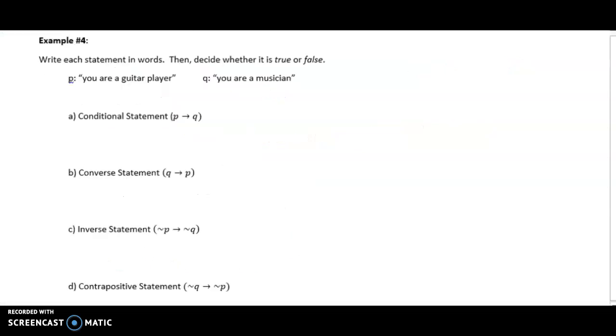All right, let's do just examples of conditional, converse, inverse, contrapositive. I know we've already done at least one in our foldable, but this is kind of a big idea, so let's do more. So here we're given that P is you're a guitar player. Okay, so that's my P. And Q is you are a musician.